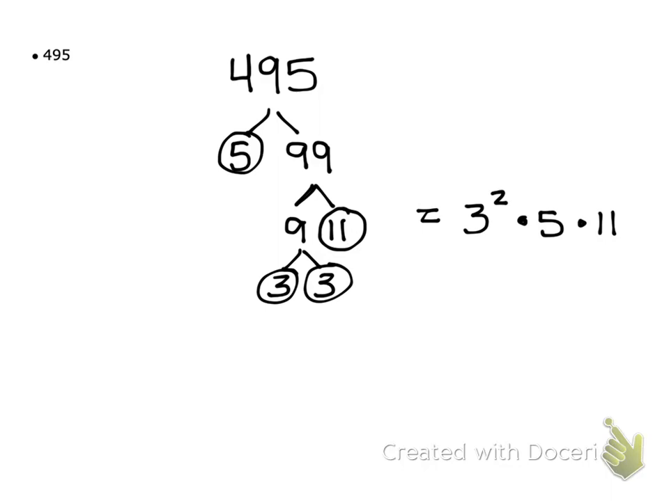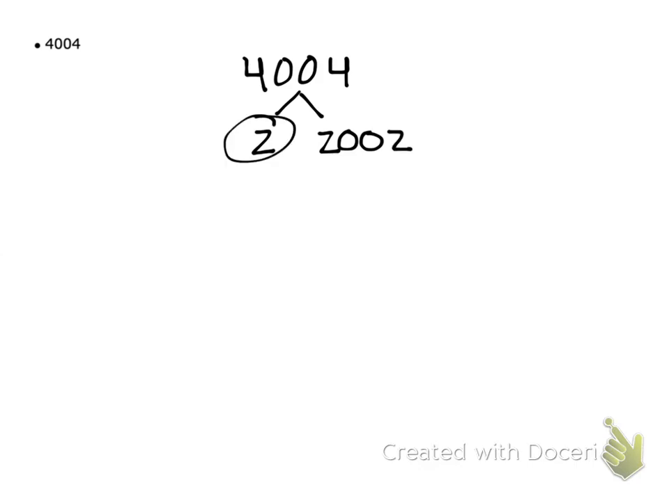All right, let's go on to our next one. 4,004. Anyone want to get us started? Elise. Perfect. 2 and 2002. 2 is prime. Circle it. Anyone want to take our next one for us? You can do it. 2 and 1001. Excellent. 2 and 1001.